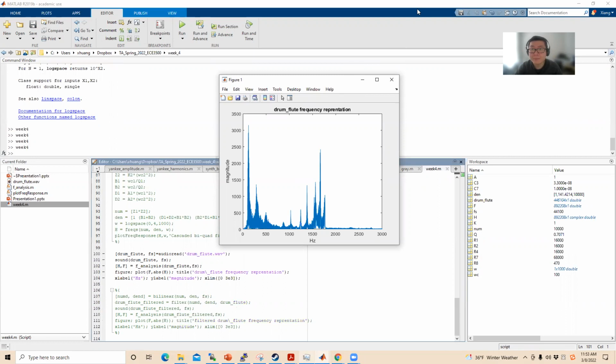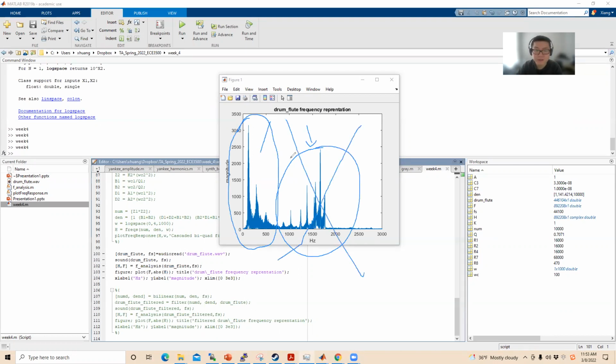So in this music piece, we have, I think, two parts. One is the drum part, and one is the flute part. The flute part corresponds to a high pitch sound, which means the frequency should be high. But the drum corresponds to a low pitch sound, which means the frequency is low. So what we need to do is remove this part, and the remaining part is only this one.